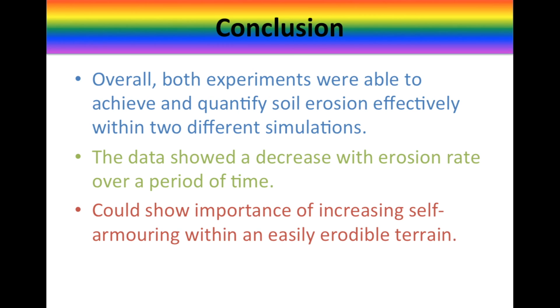Overall, both experiments were able to achieve and quantify soil erosion effectively within 2 different simulations. The data mainly showed a decrease with erosion rate over a period of time during a rainfall event. This occurred alongside an increase in the flow rate of the water. The main contributors to the decrease in erosion rate were the appearance of large rock fragments in the soil, the geometry of the hill slope, and also the clay content of the soil. This could show the importance of increasing self-armouring within an easily erodible terrain, or with the introduction of more concave topographies within a hill slope.